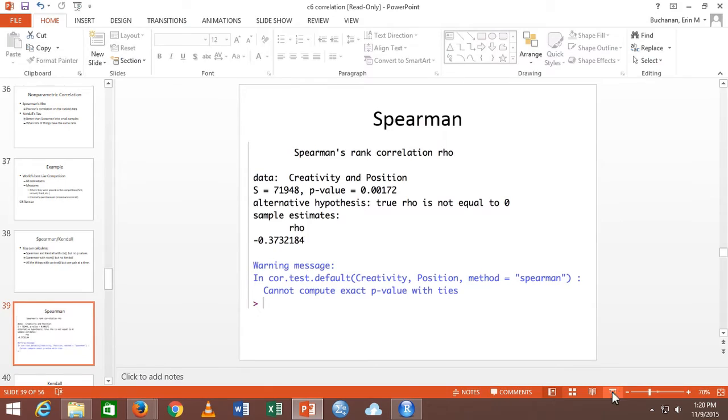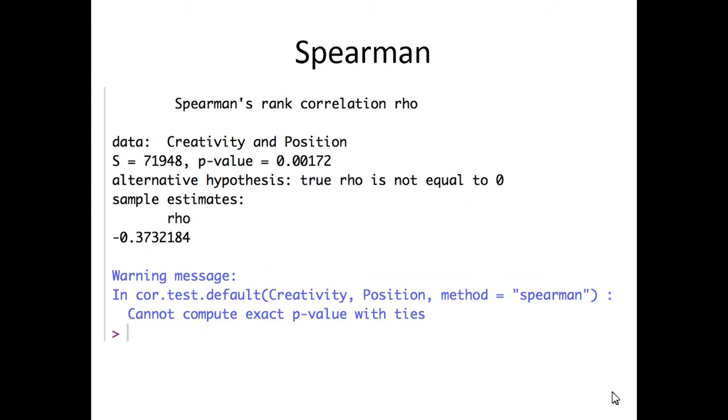Okay. And so for Spearman, what it gives me is S. S is a measurement of covariance for ranked data. So mostly that gets ignored. But then the p-value. So true rho is not equal to 0. Here's rho. So the original score was 0.44. Oh, sorry, that's a totally different example. That's the exam anxiety example. Never mind. I didn't say anything. So the correlation is 0.37. It's a medium negative correlation.